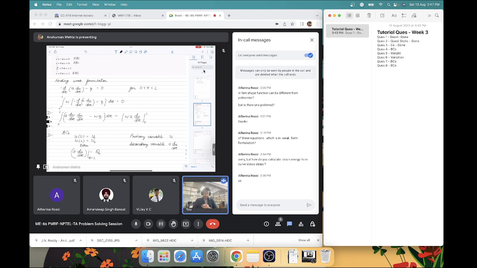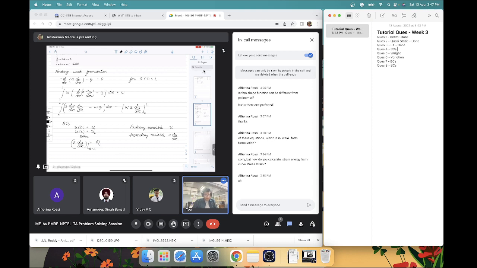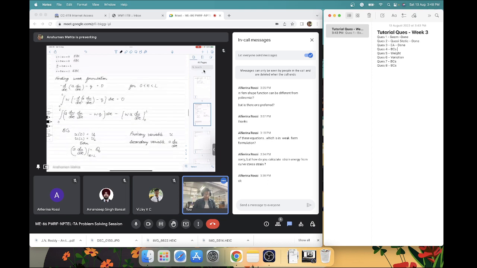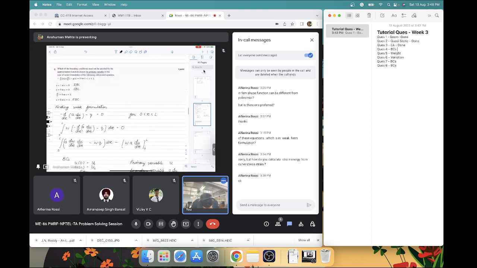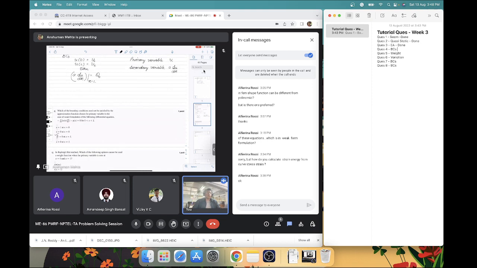So generally the secondary variable has some physical meaning. For example, here it is the axial force. So this Q naught was our axial force. So this gives us the third option. It is the only option which is not defined for the primary variable but for the secondary variable.